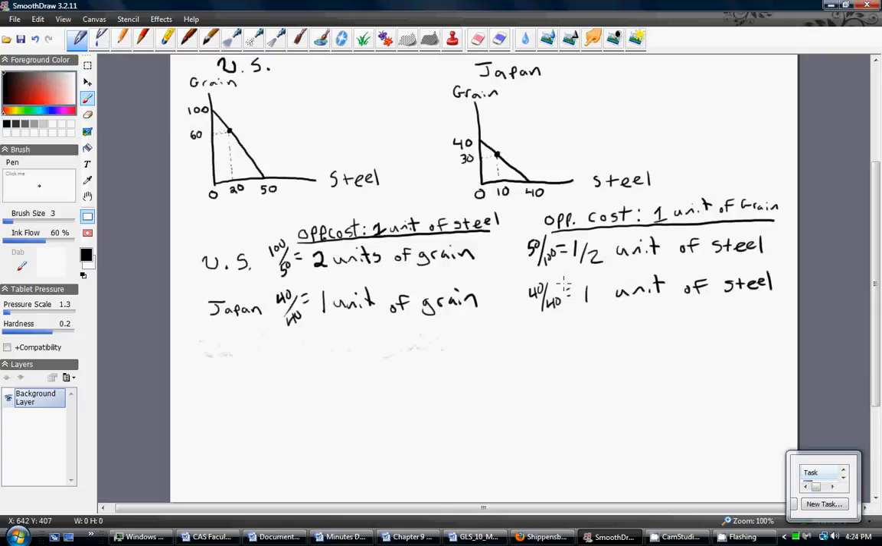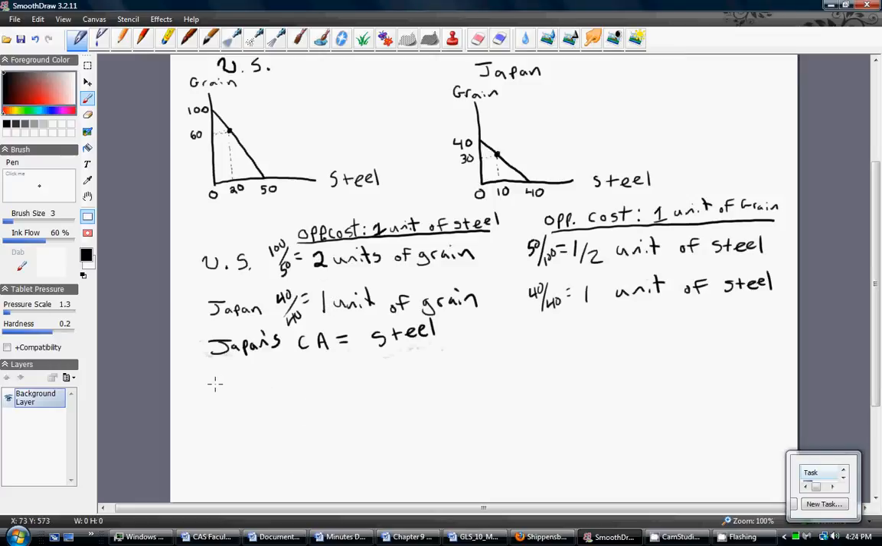So given these values, these numbers, we can now calculate comparative advantage. So let's see who has a comparative advantage in which good. In terms of producing steel, it looks like Japan has a comparative advantage in the production of steel. Every time Japan produces one more unit of steel, it only gives up 1 unit of grain. But the US gives up 2 units of grain. Therefore, Japan has a comparative advantage in steel production. So let me note that here. Japan's comparative advantage, CA, is in steel production. 1 is less than 2.